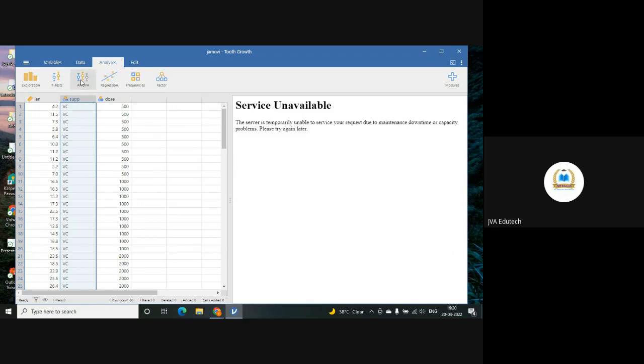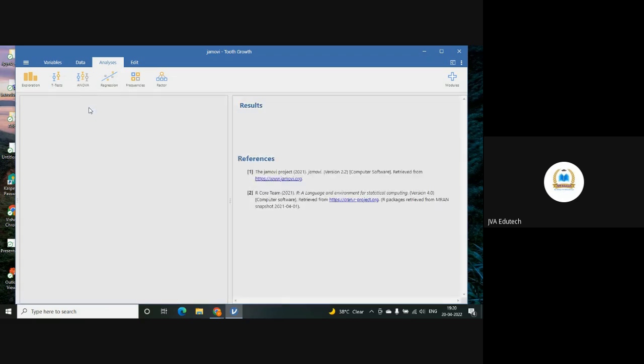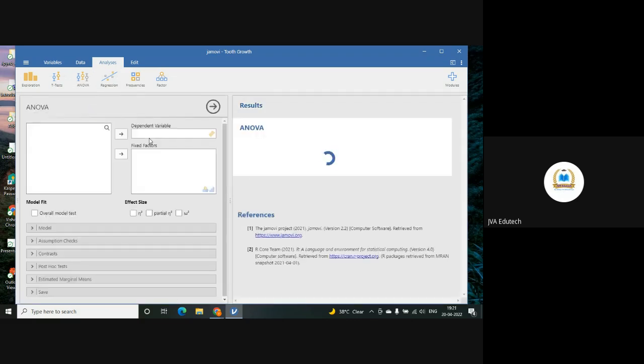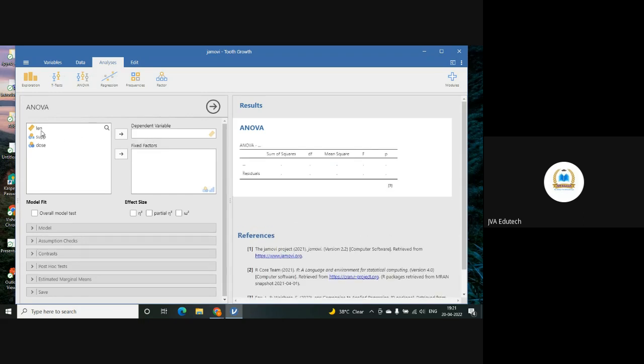So click on ANOVA, and if you click on this ANOVA, it will give you an option of two-way ANOVA. Our dependent variable was the length of the tooth, and the fixed factors, or independent variables, are supplement and dose, both.